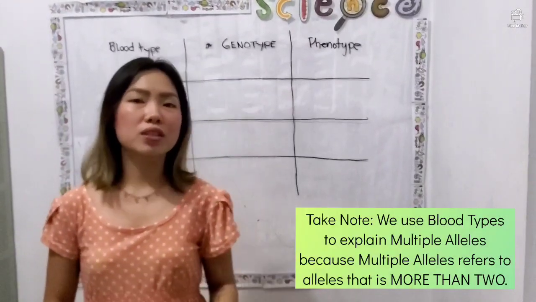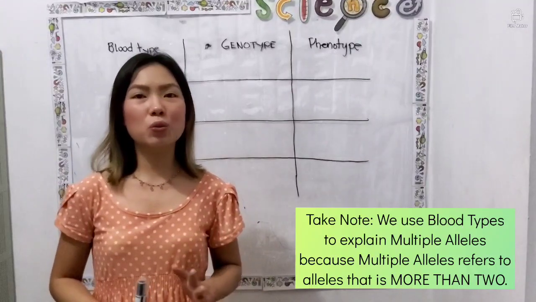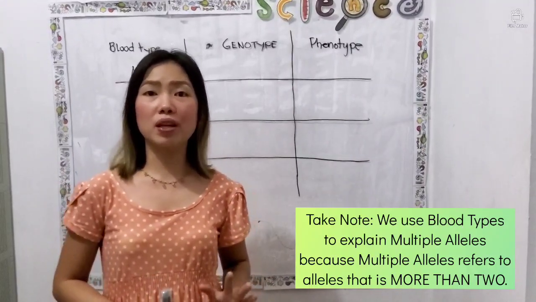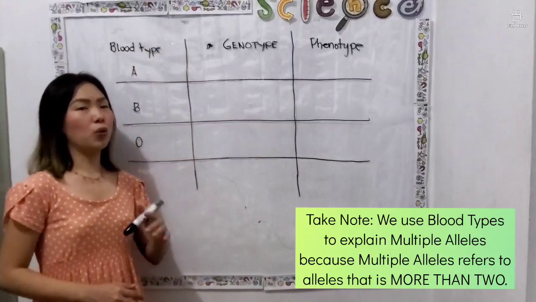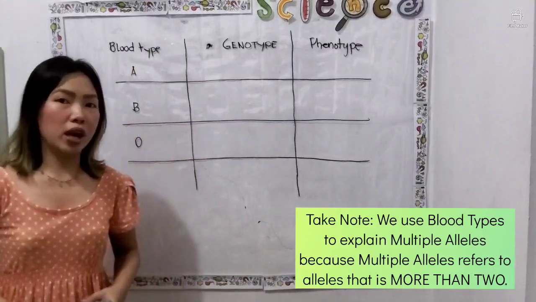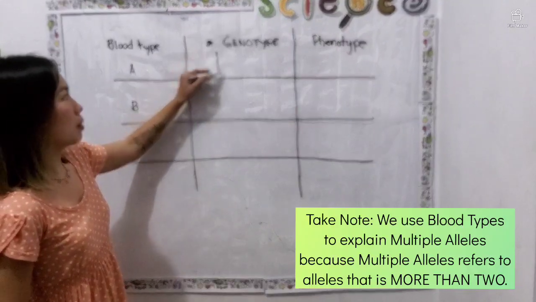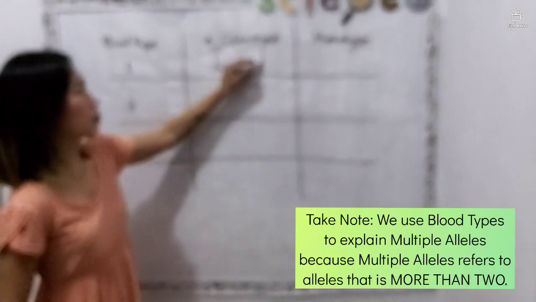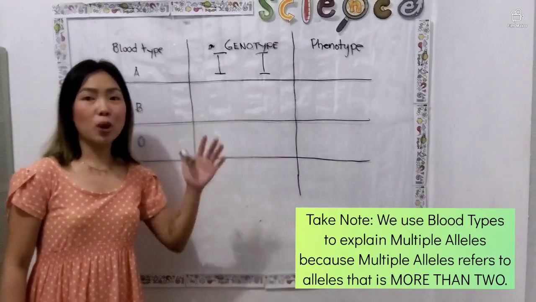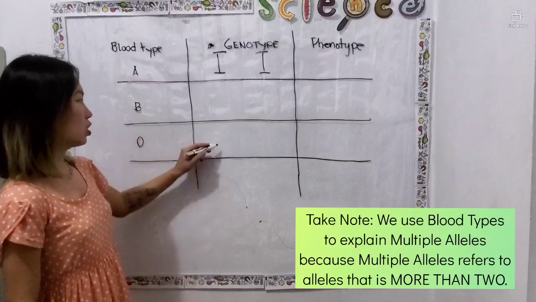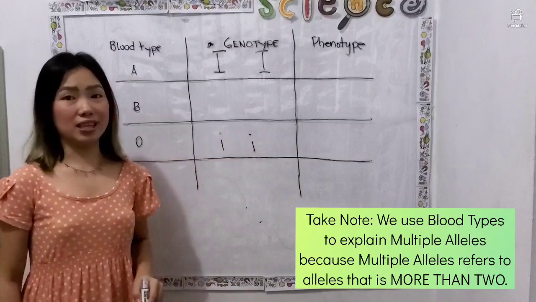So let us use the blood type to explain about the multiple alleles, and on this part, we will identify first the genotype and the phenotype of our blood types A, B, and O. In identifying the genotype, we will make use the letter I. Capital I for the dominant and a small letter I for the recessive.